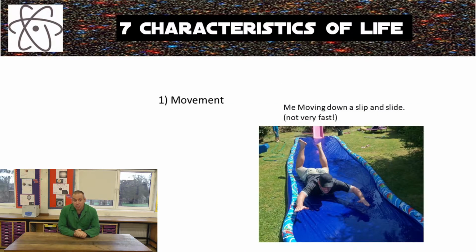The first one is movement. They decided that living things would be able to move independently. That means they don't require something to move them, they can move themselves. So it could be muscles, it could be using growth of cells like plants do in order to bend and move towards the sunlight. They need to show evidence that they can move in some way.